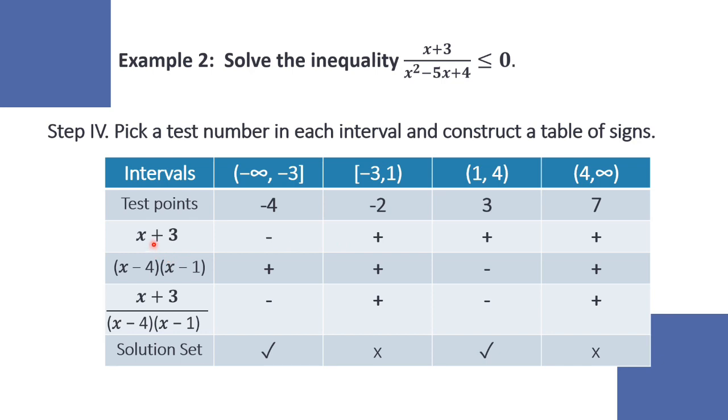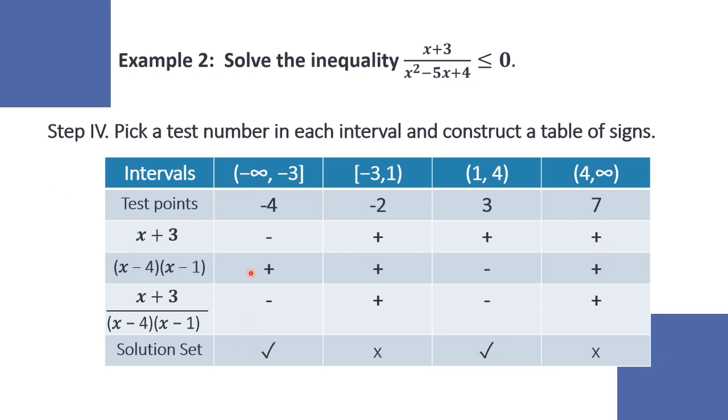Then for the numerator, let's use the test points. Negative 4, substitute to variable x. So negative 4 plus 3 is negative 1, so negative here. Then negative 2 plus 3 is 1, therefore positive. Then if x is 3, 3 plus 3 is 6, so positive. Then if the test point is 7, 7 plus 3 is 10. Therefore positive.